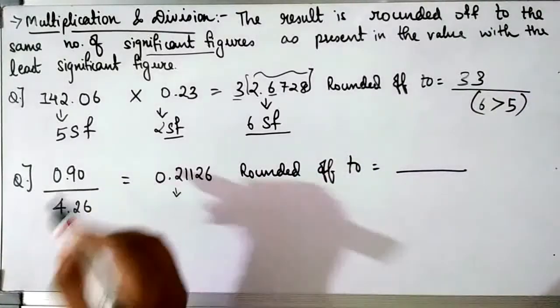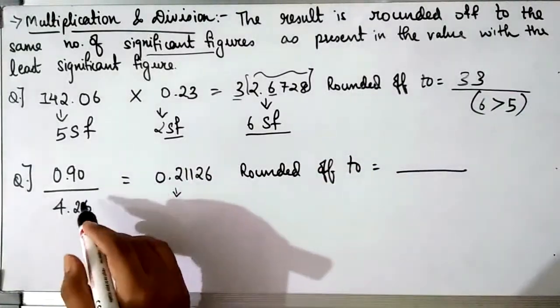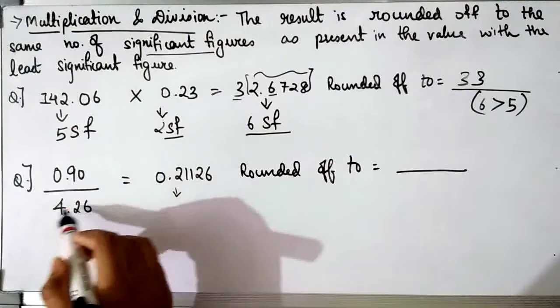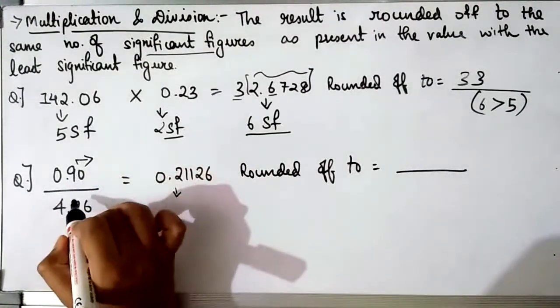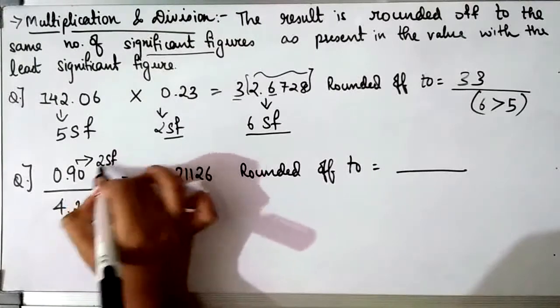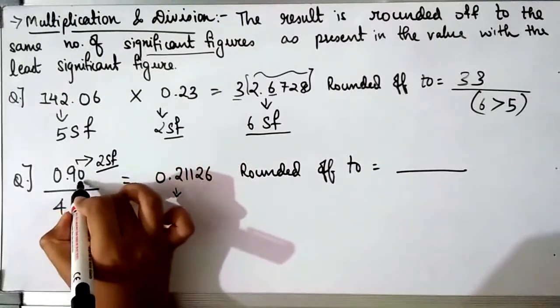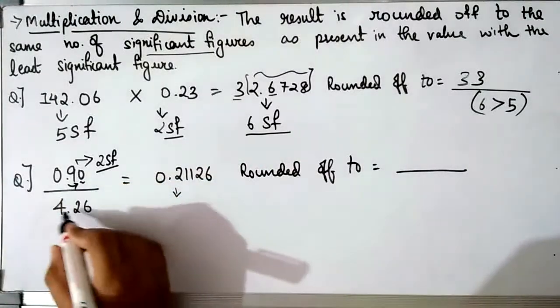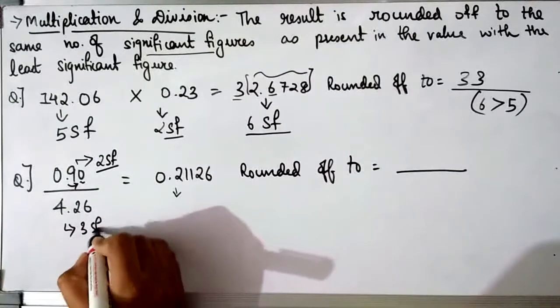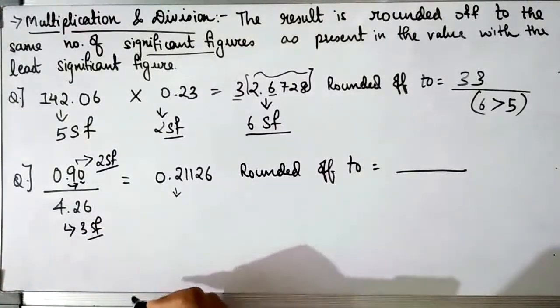Now let's check for division. In division we have got here 0.90 divided by 4.26. Now in the 0.90 we have got 2 significant figures. 9 is one significant figure and the ending 0 is one significant figure which is appearing after the decimal. And in the second value we have got 3 significant figures because all 3 are non-zero digits.